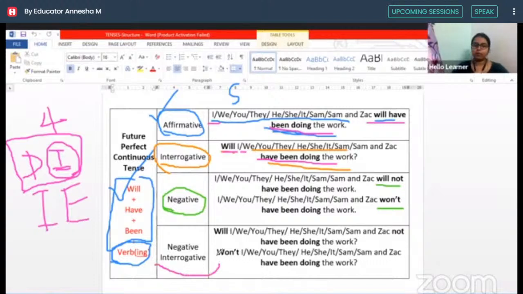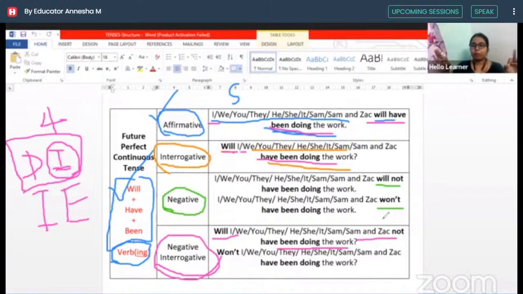You're most welcome. Negative interrogative. So how do we make negative interrogative? Again, very simple. The same formula we will be using. Will I not be doing the work? Will they not have been going to the party? Will Sam not have been cleaning his room? So on and so forth.